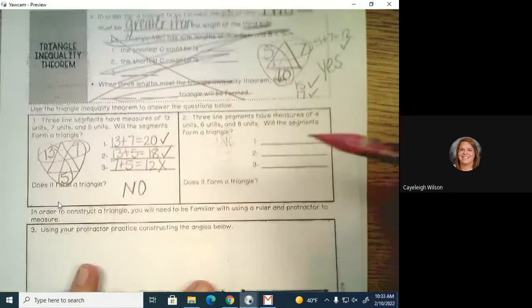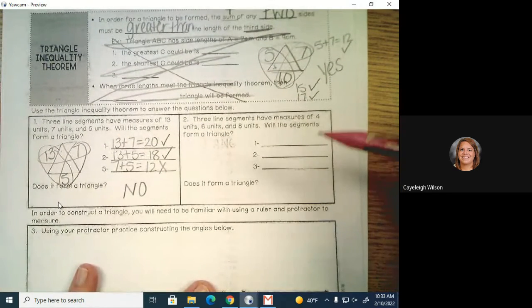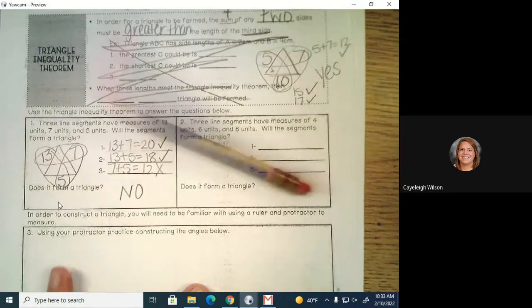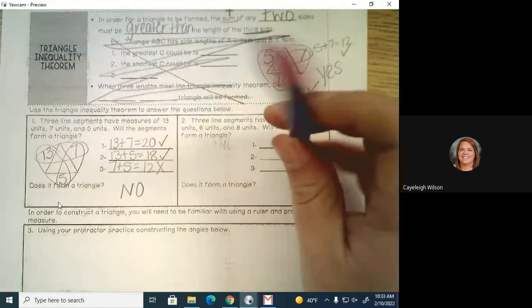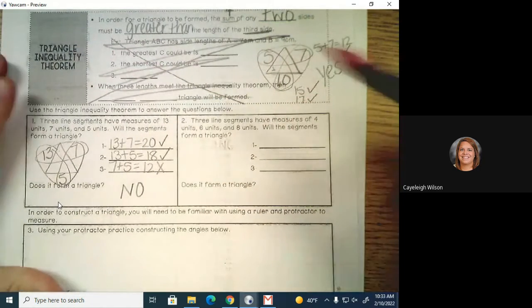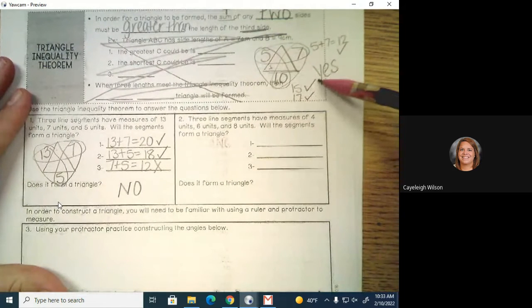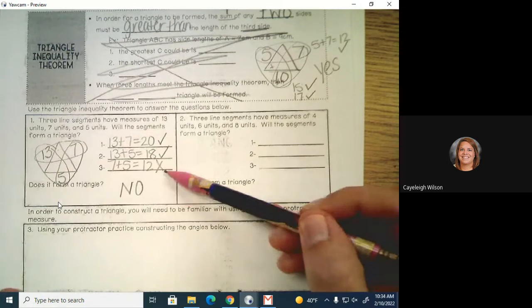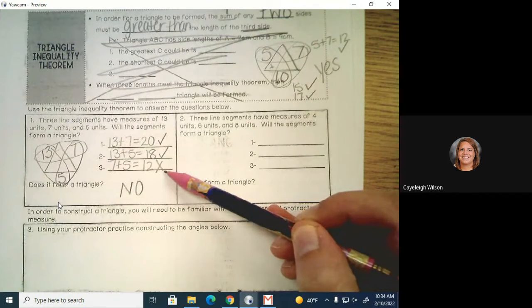Listen, guys. Once again, what I did is I'm adding all three pairs of sides together. If all of them are bigger than that third side, then yes, it forms a triangle. Even if one is not bigger, then no, it can't form a triangle.